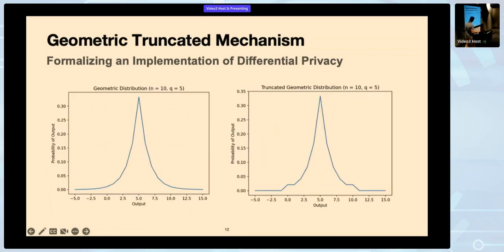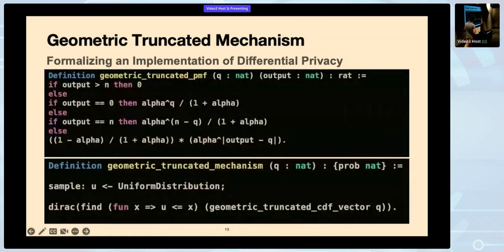Okay, so on the left here, we have a two-sided geometric distribution, and on the right, we have the probability mass function of the geometric truncated mechanism. The important thing to grasp here is that if you look past n, you'll see that all the probabilities are 0. And if you look to the left, past 0, you'll see that those probabilities are 0 too. So the intuition here is that the support of this distribution is the set from 0 to n.